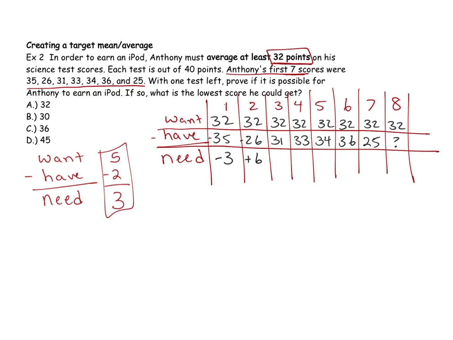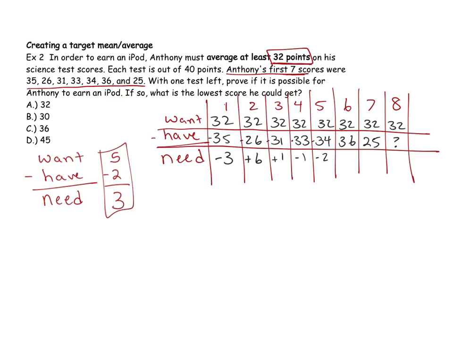Here, 32 minus 31, we need 1 more point to make what we have into what we want. 32 minus 33, we need to lose a point. 32 minus 34, we would need to lose 2 points.